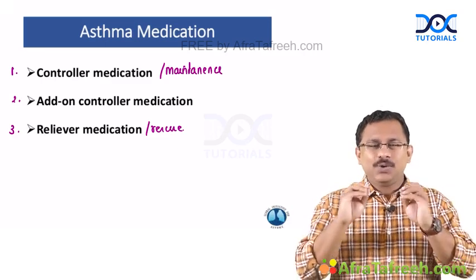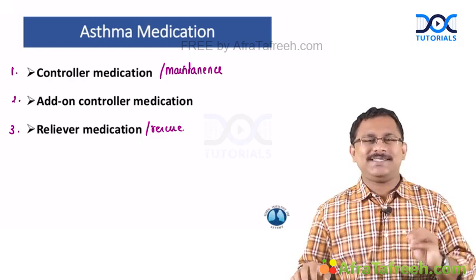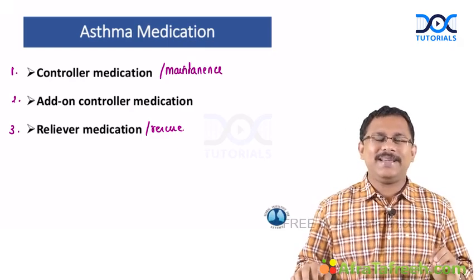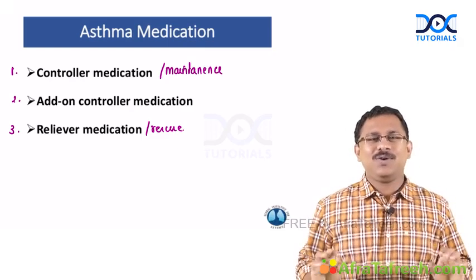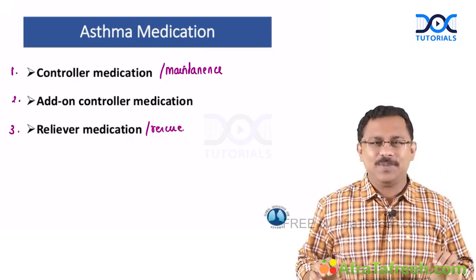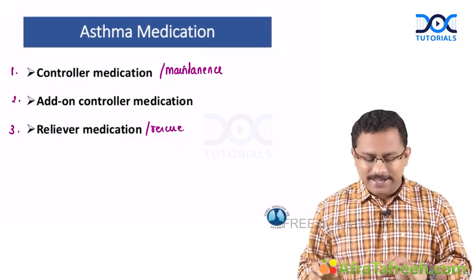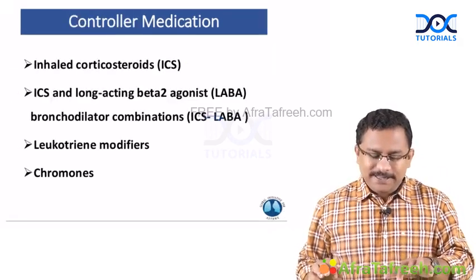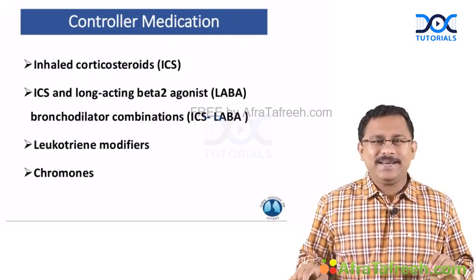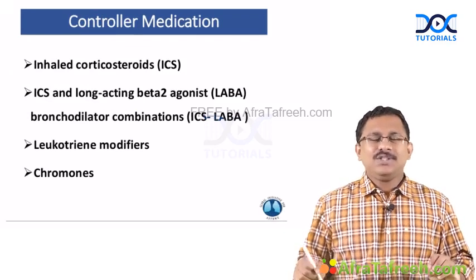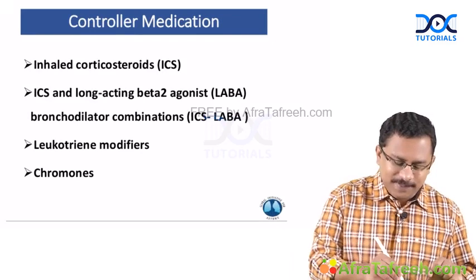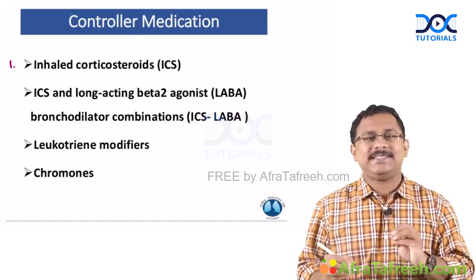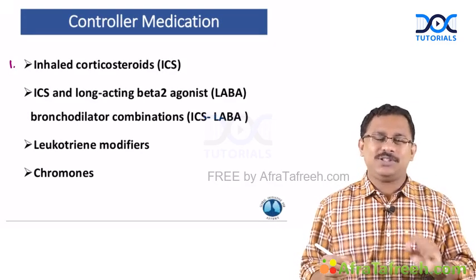And next we are going to see what all options are there in the controller medications, add-on controller medications, and the rescue medications or the reliever medications. Now first coming to the controller medications in bronchial asthma. Number one, you have the ICS or the inhaled corticosteroids.